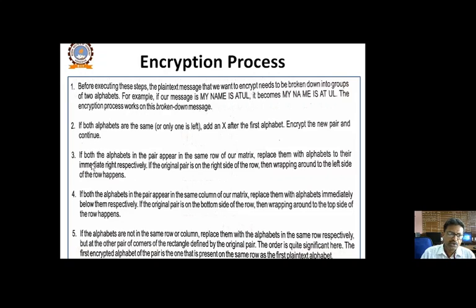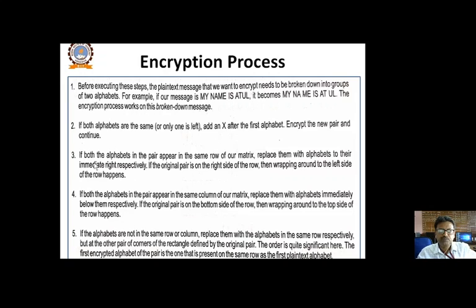One more thing: if the number of characters present in this particular message is even, then when you break it into two-alphabet groups, you will get all pairs. But if the number of characters in the plain text message is odd, then in the last group you will get only one character. So if it is one character, you add X after that character so that it becomes a two-alphabet group. So that is why the second point is very important.